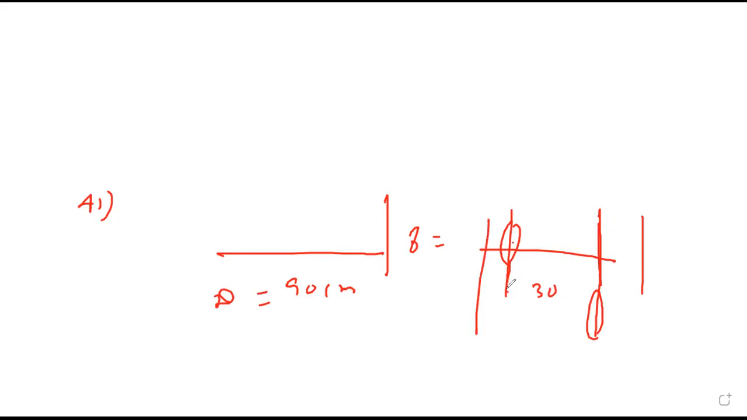So if this is at A, two positions separated by 30. If I call this as B, this distance is formed by that.